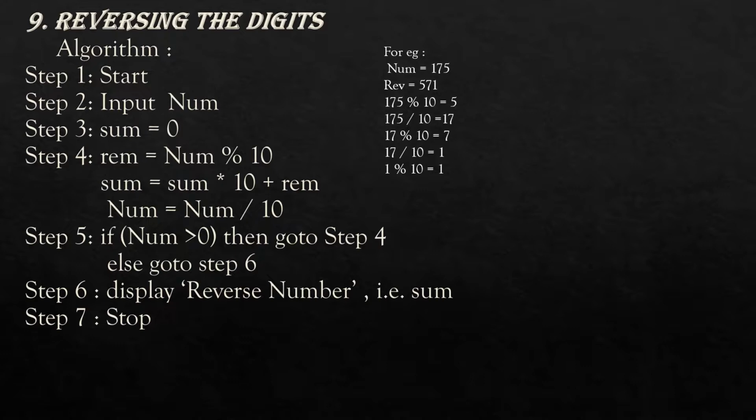Okay, now let's write an algorithm based on this logic. Algorithm: start. Step 1 is start. Step 2 is input number. The user will input the number. Now step 3 is sum equals 0. We'll initialize the value of sum to 0.